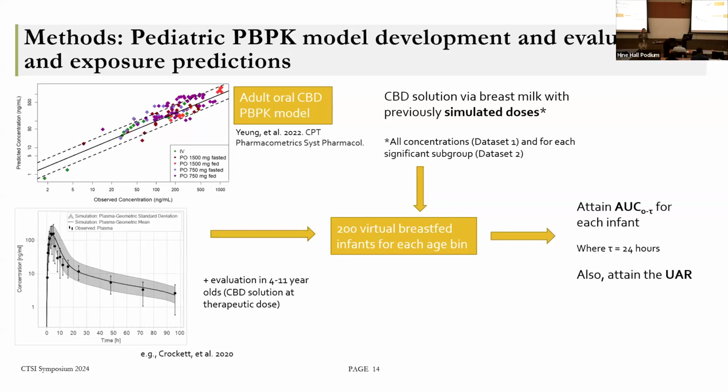With that, we were able to scale up to 200 virtual breastfeeding infants per age group from 0 to 1 year old, and we binned them knowing that there are some differences because of age. And then we gave them the CBD solution in breast milk using those previously simulated doses that I mentioned. We also repeated this exercise not only for all those 200 sample concentrations, but also for each subgroup. And so finally, we were able to get the AUCs from 0 to 24 hours for each of these infants, and then we were able to attain the UAR.